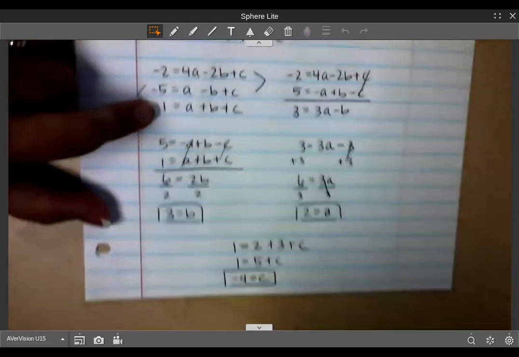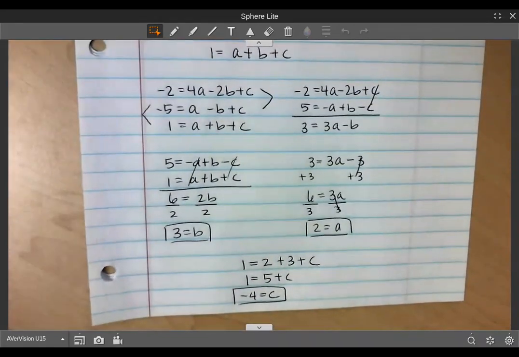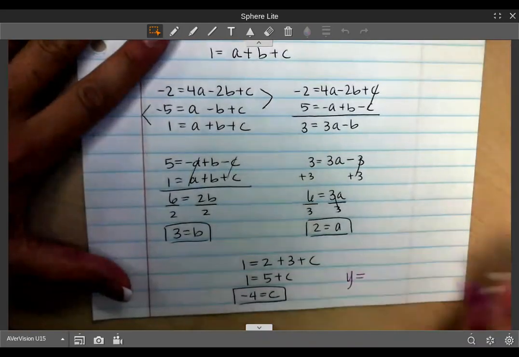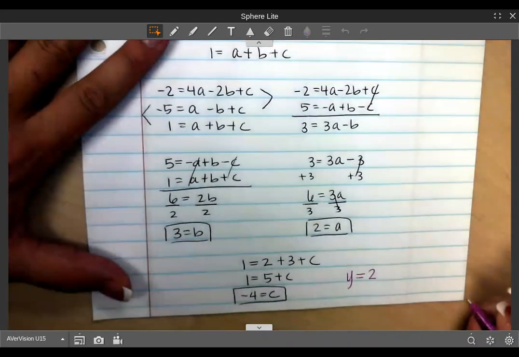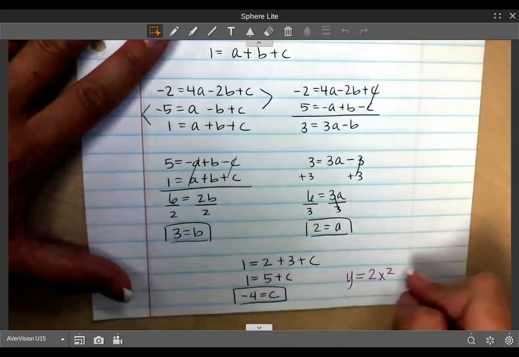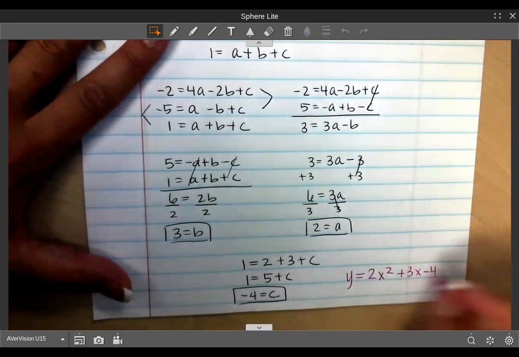Once you have that a, b, and c, then you can go ahead and write the equation. So I'm going to go ahead and write that. I get y is equal to 2 is my a value, x squared, my b is 3, so plus 3x, and my c is negative 4.